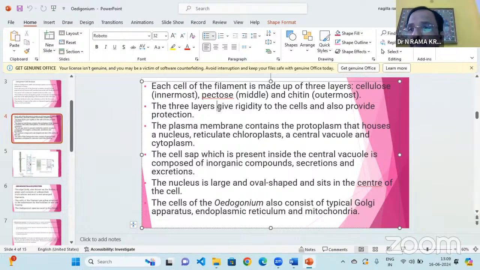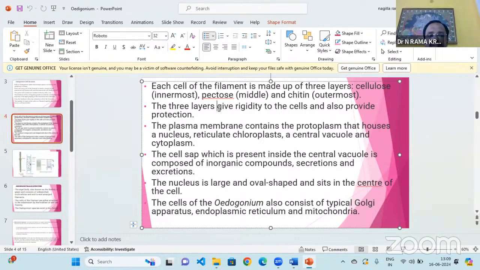And one more important point is there. In Oedogonium, two types of species are there. One is Nannandrous species. Second is Macrandrous species. So what is nannandrous? What is macrandrous? We will discuss that later, in the next one.